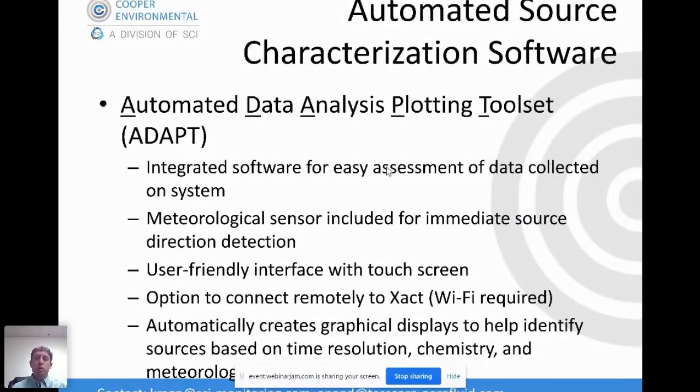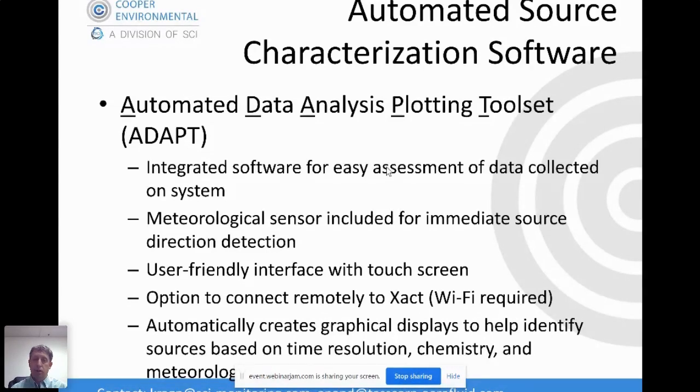The Xact also comes with an automated source characterization software package that we call ADAPT, for Automated Data Analysis and Plotting Toolset. This software package comes with the instrument and allows for easy assessment of data collected on the system. The Xact also comes with a MET sensor, a wind speed and wind direction sensor, and that data is automatically incorporated into the data from the instrument. So there's no need to make sure that an independent MET sensor is timed perfectly with your instrument measurements.